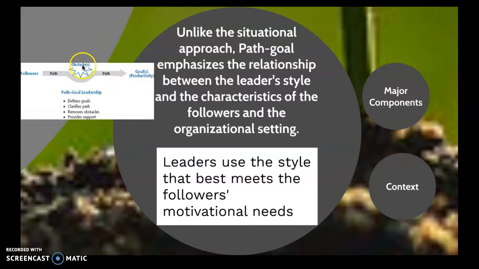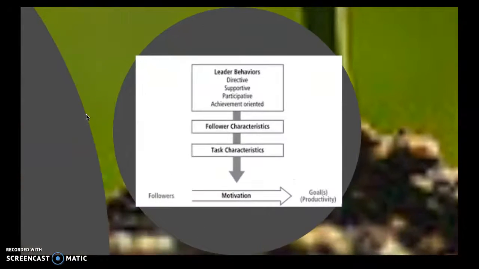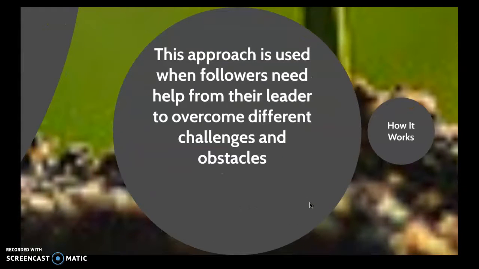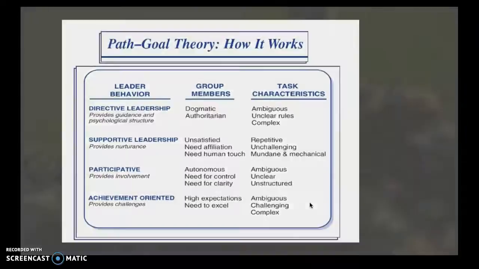So the obstacle comes and the leader has the role to define the goal, clarify the path, remove the obstacles, and provide the support. These are the main behaviors: directive, supportive, participative, and achievement oriented, which give the motivation to followers to achieve this goal. It can be used everywhere in order to help the followers to overcome their challenges and the obstacles.